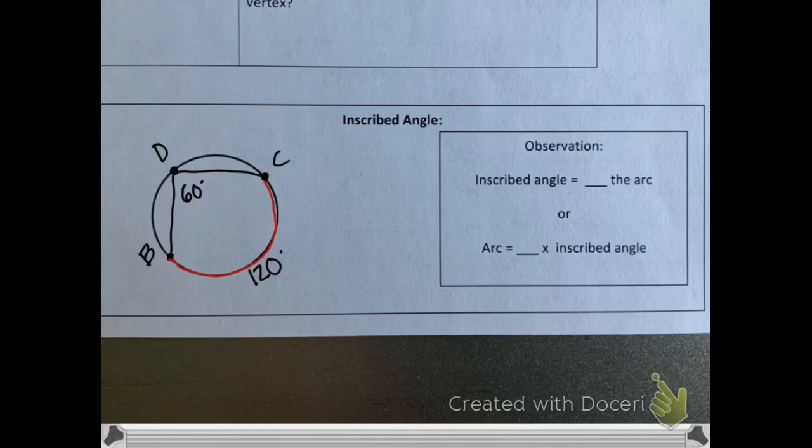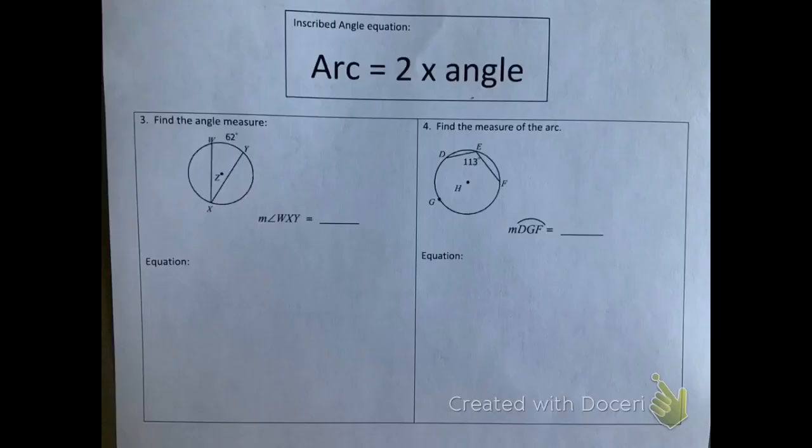So let's fill in the observation. There's 2 ways you could say this. The inscribed angle, the 60 degrees, that's always half the arc. Or you could say the arc, which is 120, is always double the inscribed angle. Which of these is easiest to use? I'm going to use the one without the fraction. So I'm going to say the arc is always double the angle. And that's the equation I'm going to set up for the next example.